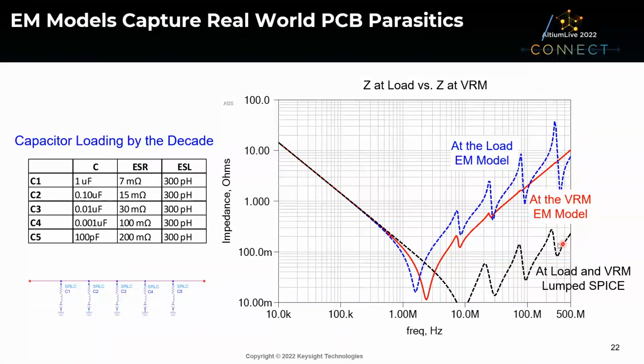But in actuality, if I measure at the VRM on the left with the larger capacitor, I have the red trace here, which is very different than if I measure next to the small capacitors, where I see a lot more of the interaction of the small capacitors with each other. So it does matter where you measure. And if you want to get the same fidelity, if you want to get correlation between simulation and measurement, you're going to need to include the printed circuit board EM model and not just do simple lump SPICE simulations.